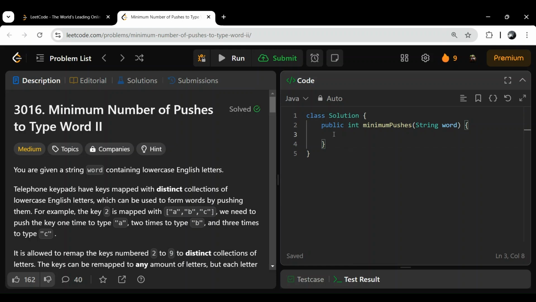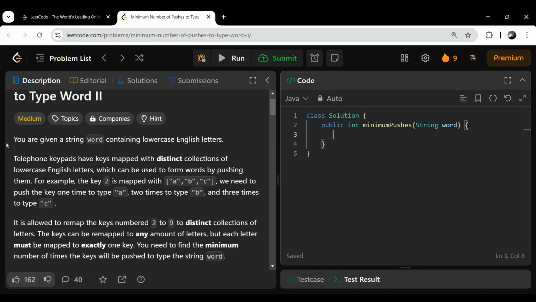Hello everyone, let's solve today's Leetcode daily challenge question. The question is minimum number of pushes to type word two. We are given a string word which contains lowercase English letters.